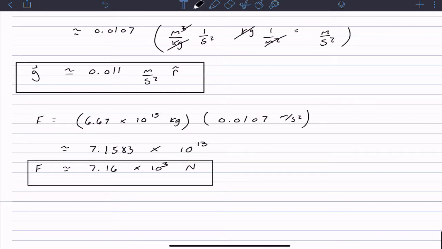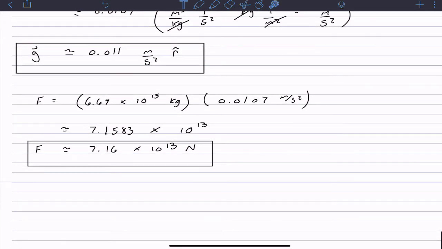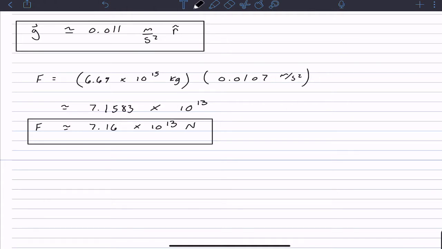Okay. Notice that I wrote this here wrong. 13, that's what we're asked to find. It is worth noting, just before we move on, that if you plug in this value versus this value, you'll get a slightly different answer. So if you plug in 0.011 times 6.67 times 10 to the 13, you'll end up getting roughly 7.36 times 10 to the 13 versus 7.16 times 10 to the 13. So that may affect your answer in the homework, so be careful of that.